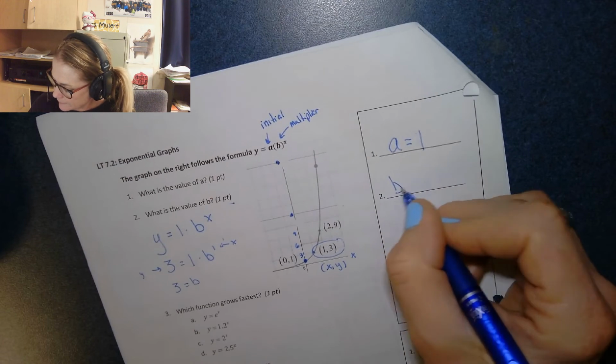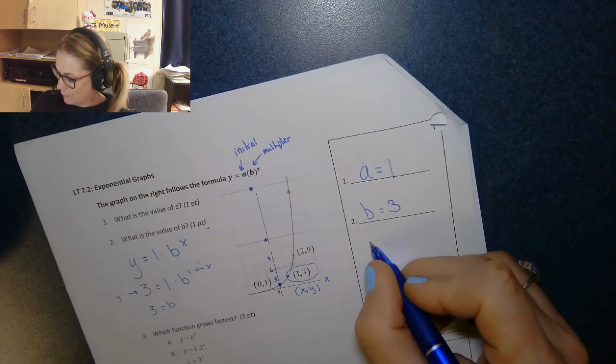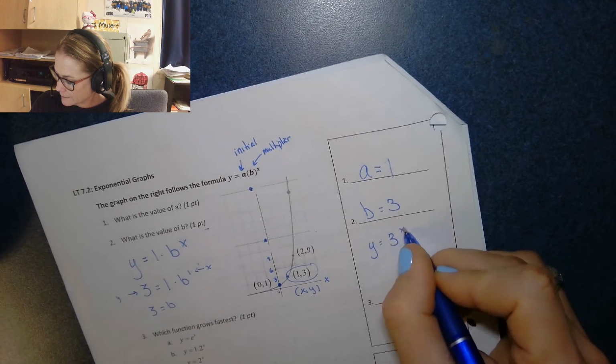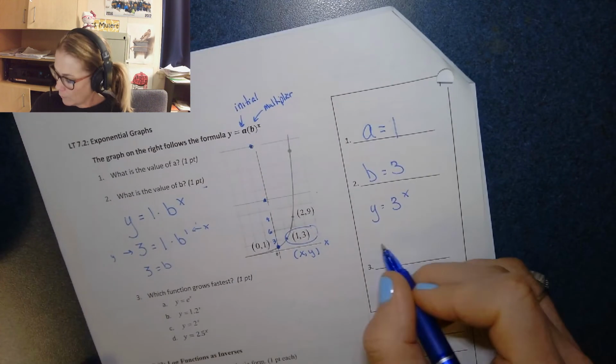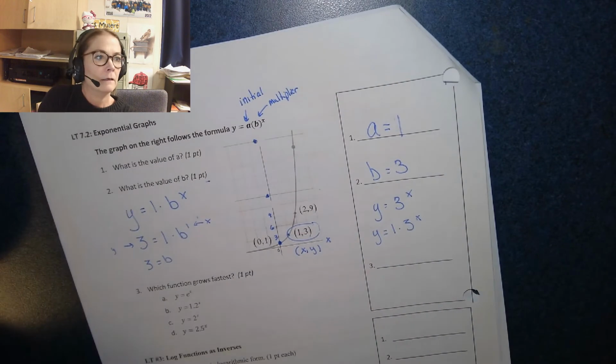So b is 3. So if you were to write this function, it didn't ask us to, but if you were, it would be y equals 3 to the x. All right? Or y equals 1 times 3 to the x. All right.